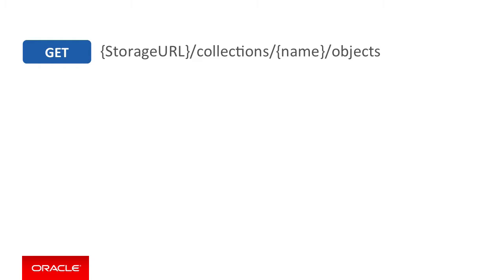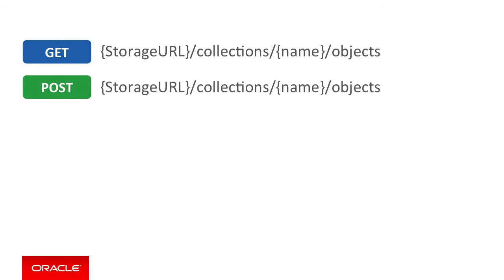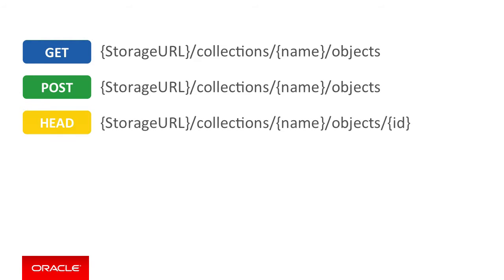From here, if we issue a POST on the same URL, this allows us to create an object in the collection. Note that this operation specifically does not allow you to specify your own object ID for the object. In this case, MCS will allocate one for you. If you want to supply your own object ID, you need to use the PUT command we'll talk about in a moment. Like collections, if you need to check if an object exists or has been updated, you can use the HEAD operation on the URL collection, name, objects, object ID.